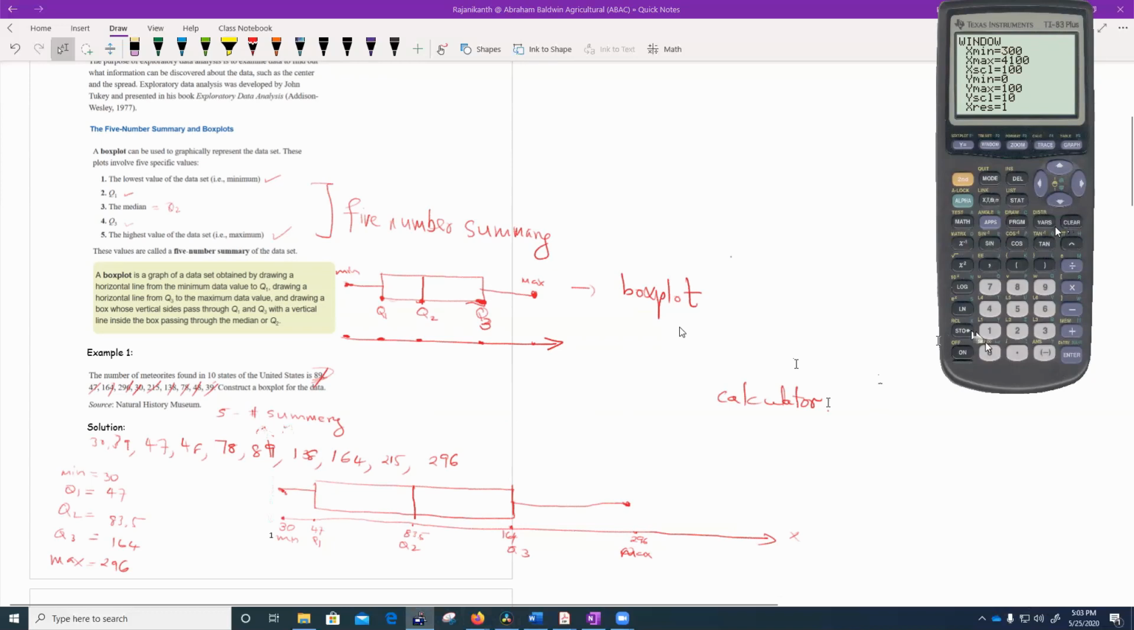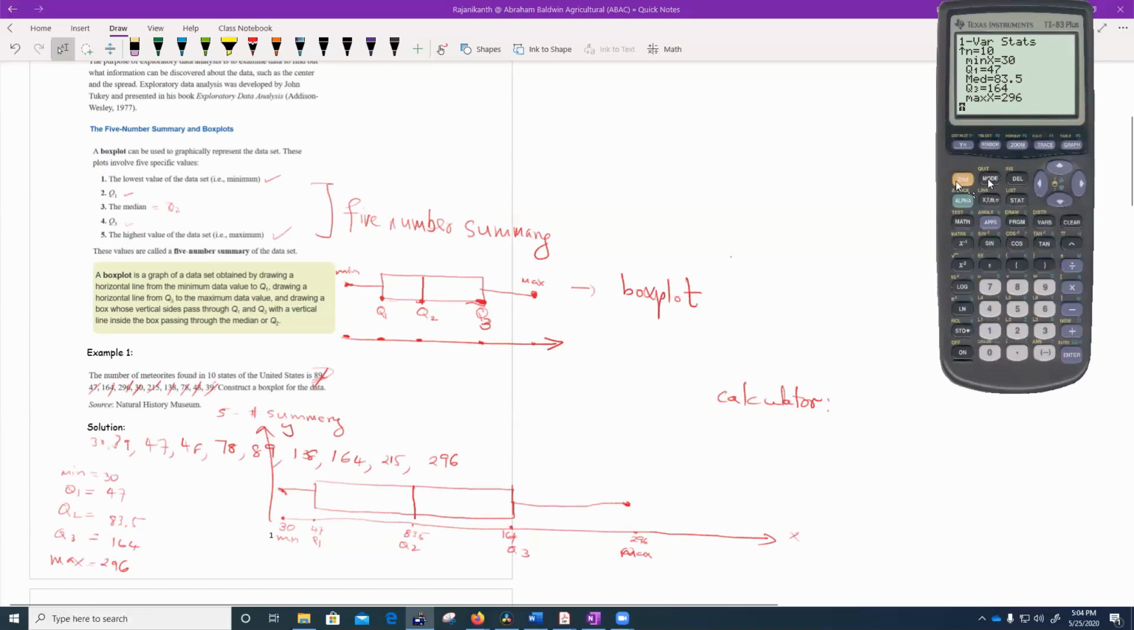I'm choosing my minimum value as 20, and the maximum x value is 296. Let me pick that as 300, and I'm keeping the x scale at 10. If you want, you could make it 20, but I'm making it 10. The y minimum I'm keeping 0, and the max you could keep 1, because I don't need much height for the box plot. So I'm keeping the default values of 0 and 1, and the y scale you could keep as 1. Like that, first set the window, then come out of this.